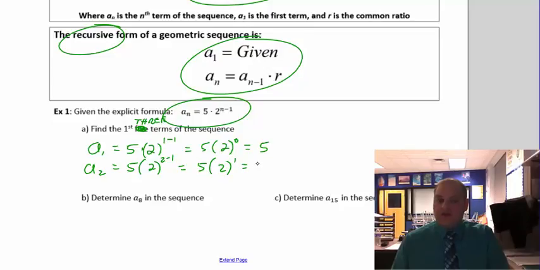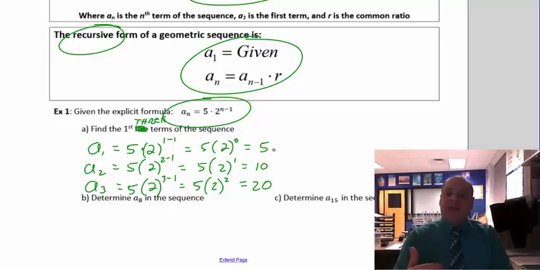5 times 2 is 10. And then A3 is going to be 5 times 2 to the 3 minus 1. So it's 5 times 2 to the second. And 2 to the second is 4. 5 times 4 is 20.